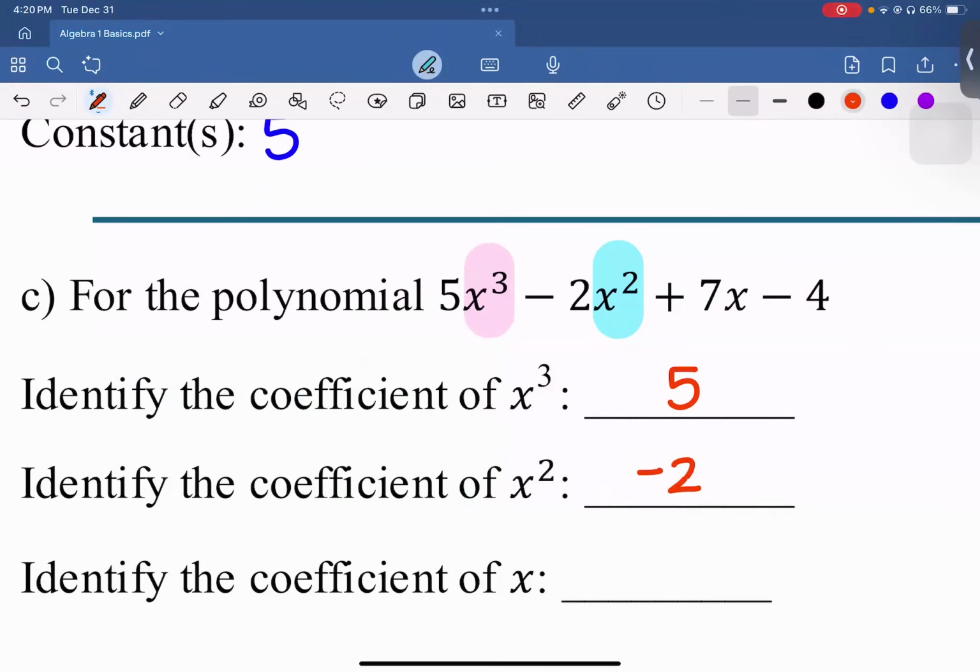And then our last one says to identify the coefficient of x. I'm going to do the same thing we did before. I'm going to locate where that x is, and I'm going to look at the number directly in front of it, which is going to be 7. So I'm going to put that 7 right here. And boom, we're good to go.